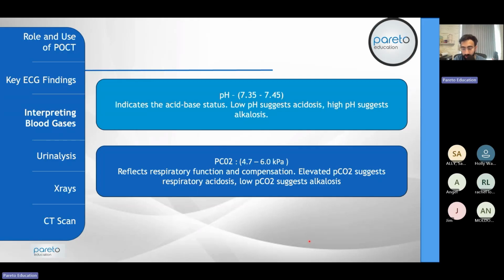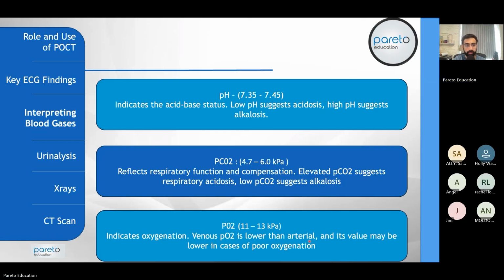And CO2 is always paired with O2. The body is designed to take in O2, so oxygen levels should be high. So partial pressure of oxygen gives us an indication of oxygenation. Venous oxygen is almost always lower than arterial. I mean, it is always lower than arterial because, of course, venous blood contains less oxygen. But in arterial situations, if there's poor oxygenation, then of course the level of oxygen will be considerably lower.